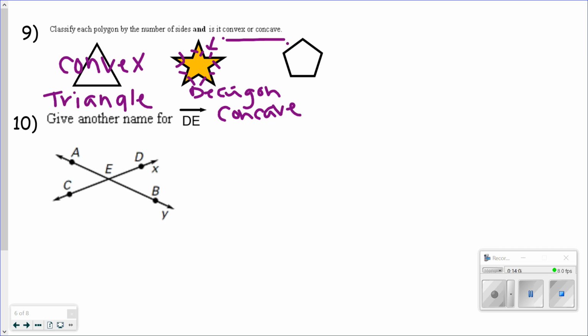And lastly, how many sides do we have? 1, 2, 3, 4, 5. So that's a pentagon. And this is convex because there's no indents.